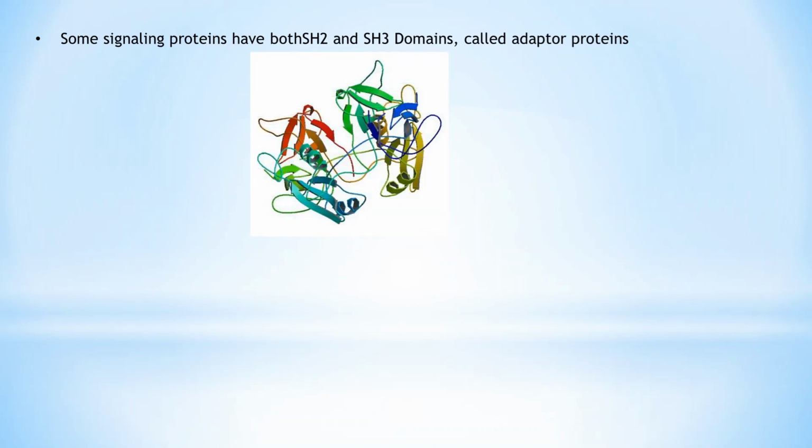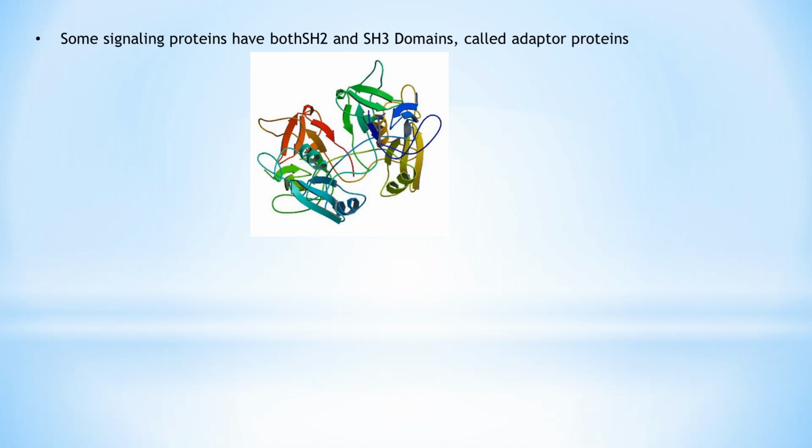They are called adapter proteins. They couple the activated RTK to other downstream signaling proteins such as RAS that do not have SH2 domains. This is the crystal structure of a mammalian adapter protein GRB2.